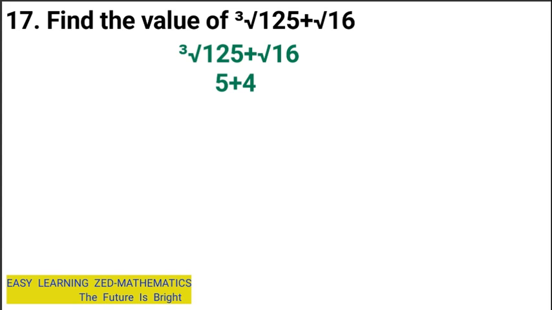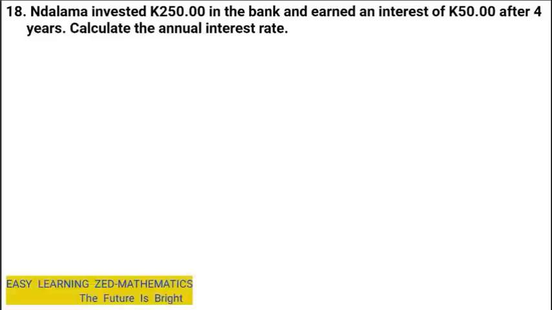Okay, let's go to the next question. It was Ndalama invested 250 kwacha in the bank and earned an interest of 50 kwacha after 4 years. Calculate the annual interest rate.